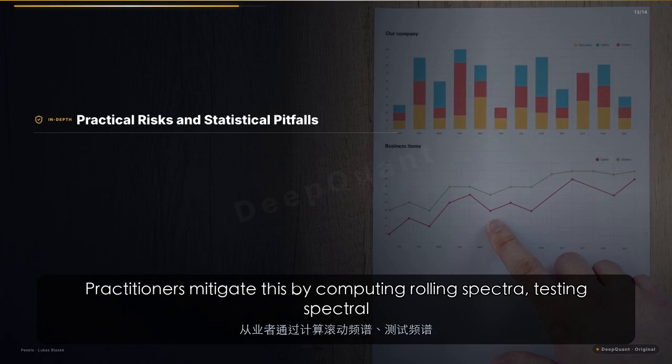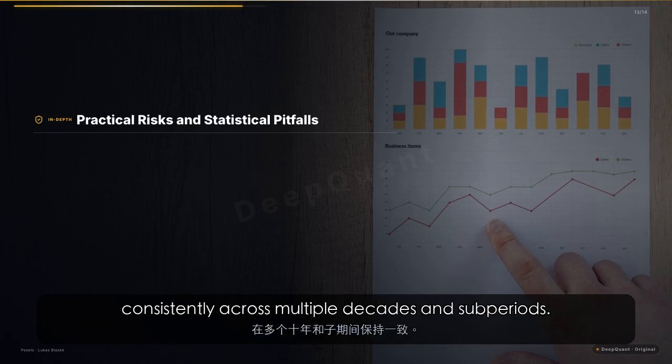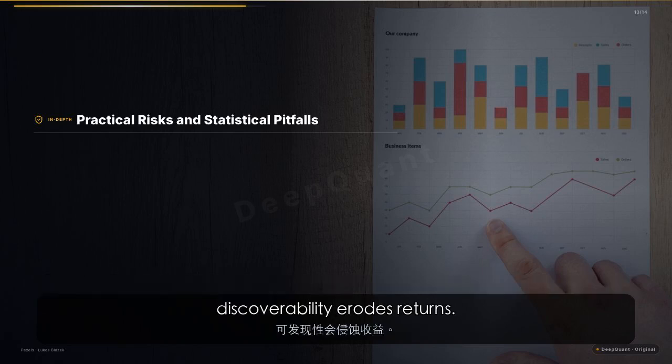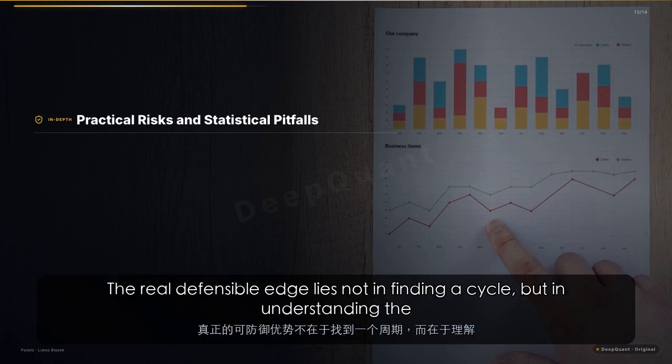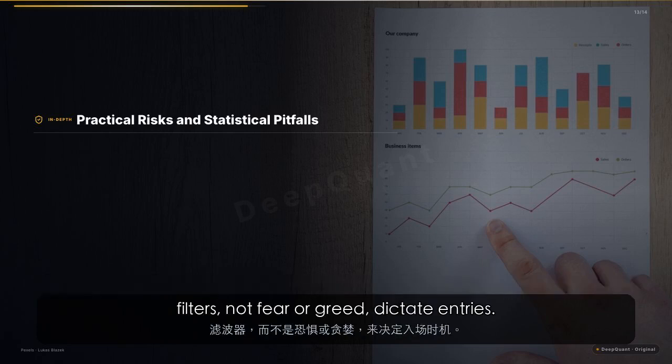Practitioners mitigate this by computing rolling spectra, testing spectral feature stability, and never trading a frequency unless it appears consistently across multiple decades and subperiods. Even then, spectral signals compete with crowded factor premiums, and their discoverability erodes returns. The real defensible edge lies not in finding a cycle, but in understanding the economic mechanism that sustains it, and having the patience to let spectral filters, not fear or greed, dictate entries.